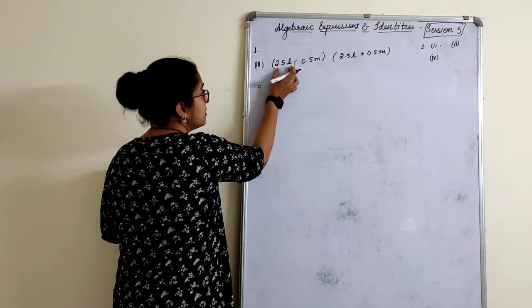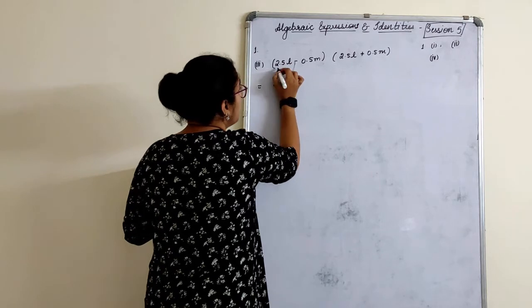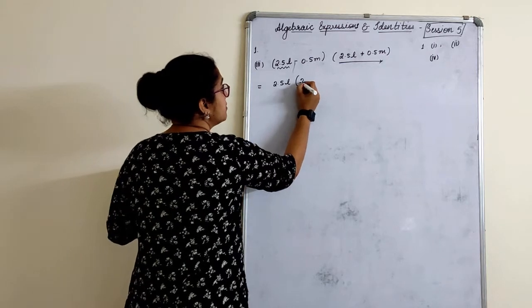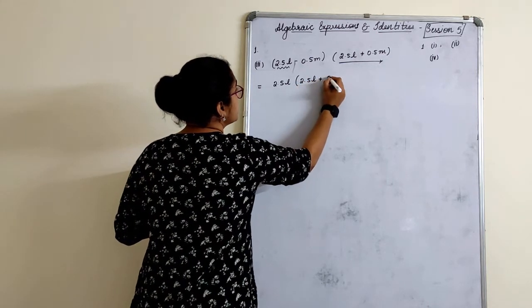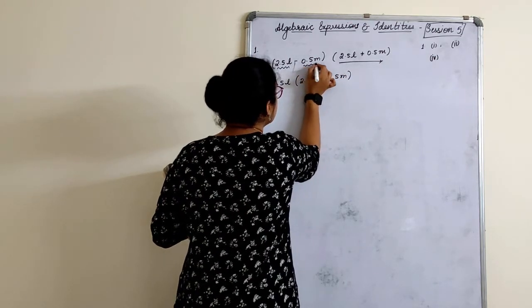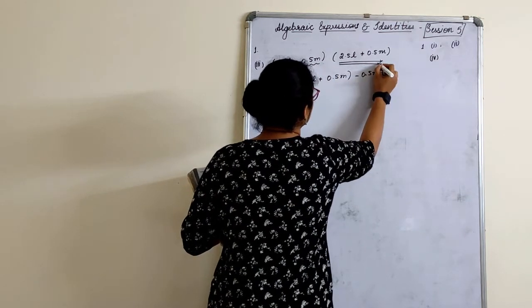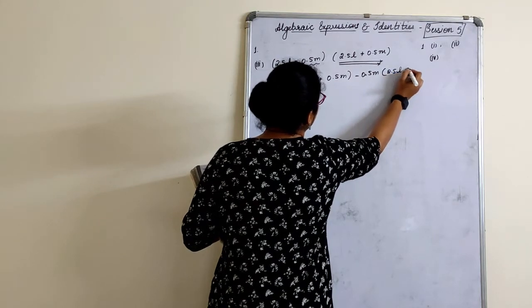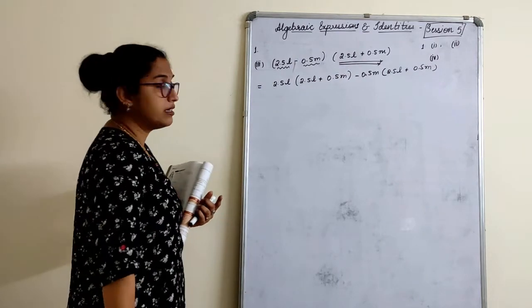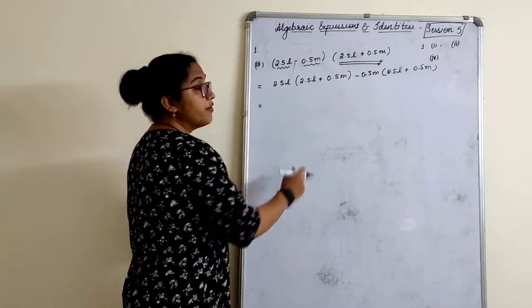First, take the first term here, 2.5L, and multiply it by the whole expression, 2.5L plus 0.5M. Then whatever is the sign, that is minus here, minus 0.5M of again this whole, 2.5L plus 0.5M. It can be done with this expression also or with this expression. This is called the distributive property of multiplication over addition.